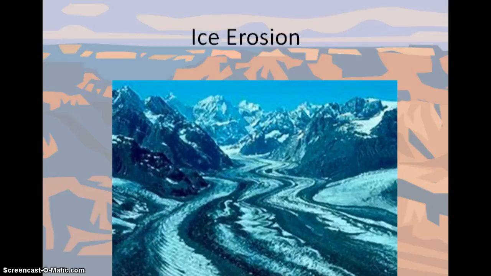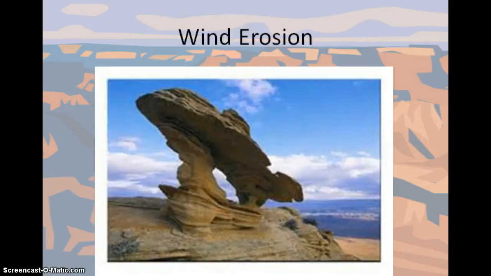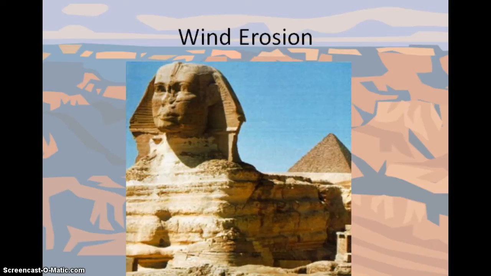This is a really cool picture in southern Utah. This is wind erosion. So right here, this is wind. Little grains of sand over many, many years have just brushed into this rock and chipped off little pieces here and there. And this one's probably one of my favorites, the Great Sphinx with the pyramids over in Egypt. So look at his poor little face and his body. What's happened here? This is wind erosion. It's actually carried off chunks of his face.